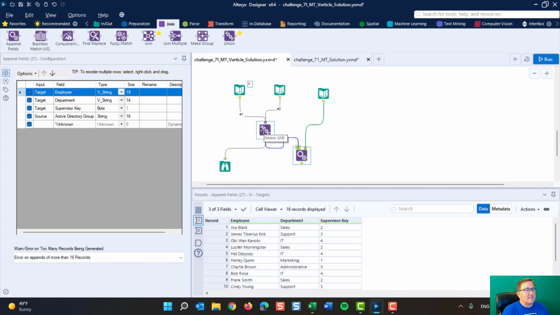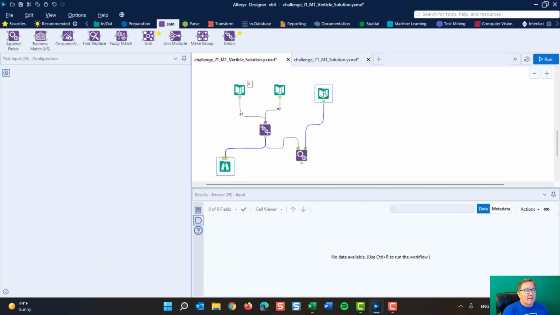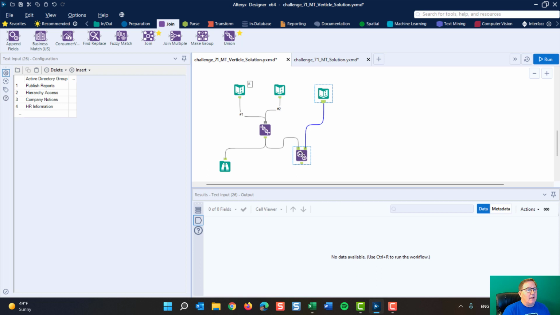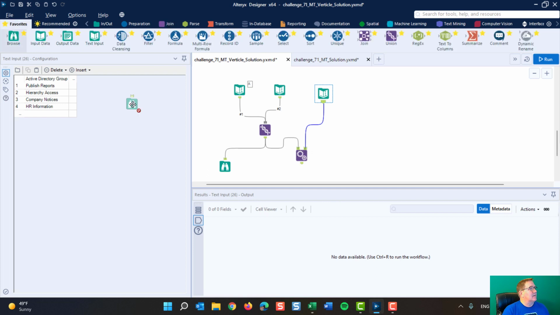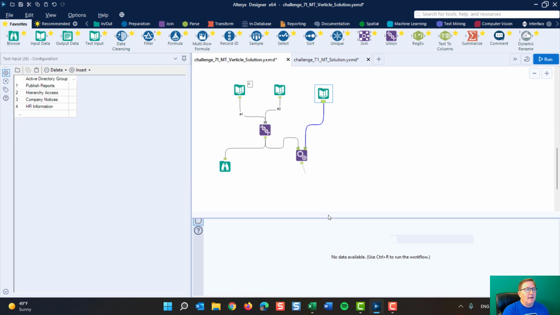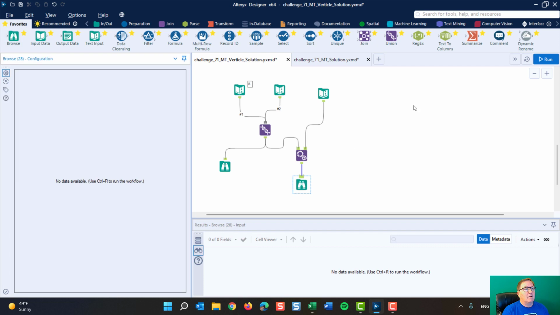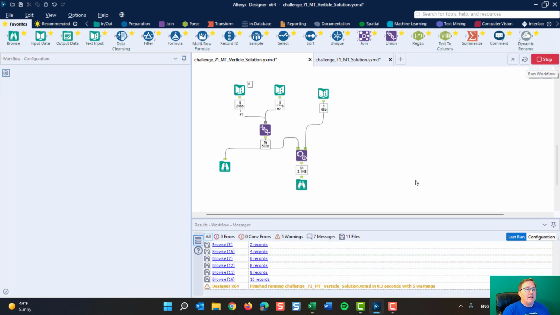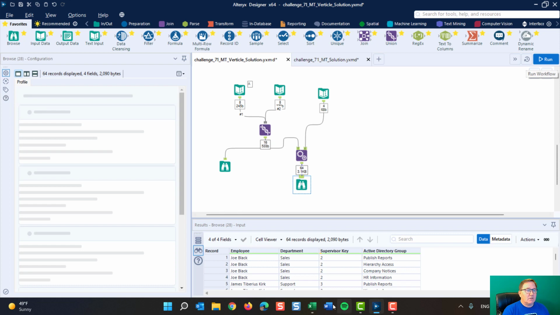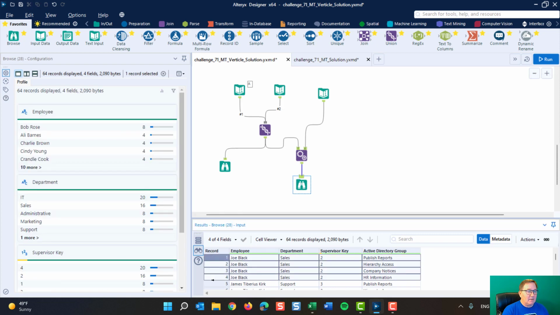Now over here, I've got 16 employees, 16 records, and I have 4. For those of you who might take a guess, let's put a browse on this and say, how many records do you think I'm going to come up with? If I do a browse and hit run, now you can see our result is that Joe Black has been put into publish, hierarchy, company notices, and HR information.